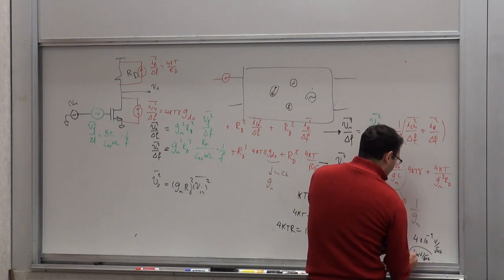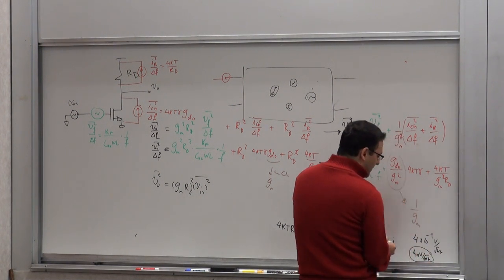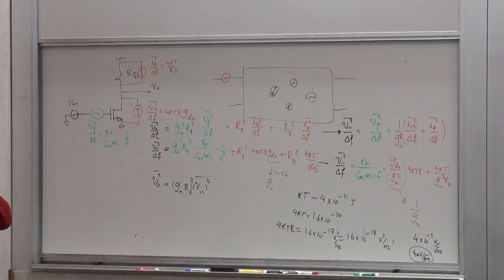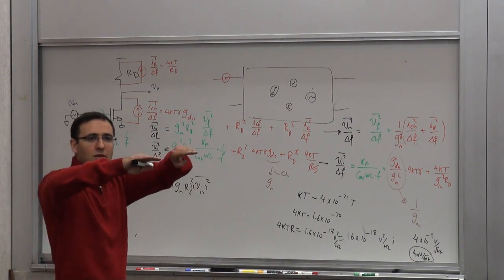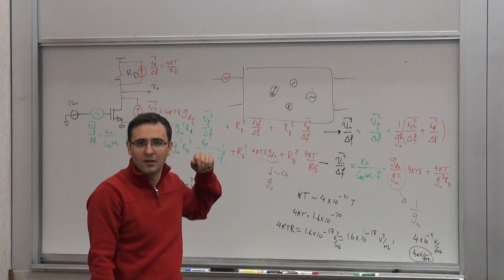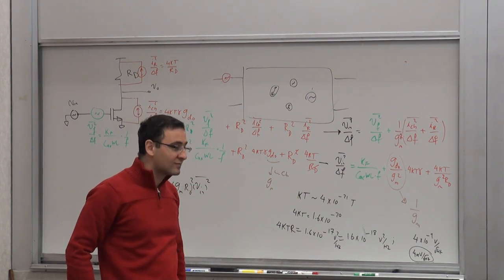Now, when I write it like this, this basically tells you how much voltage you get in the spectrum. It depends on what kind of bandwidth your system has. Let's say you have 1 megahertz of bandwidth, so your circuit captures only the noise from 0 to 1 megahertz. So what do you get?